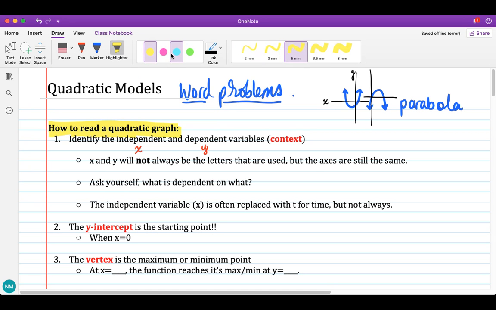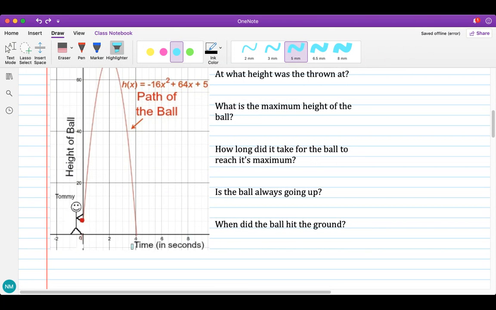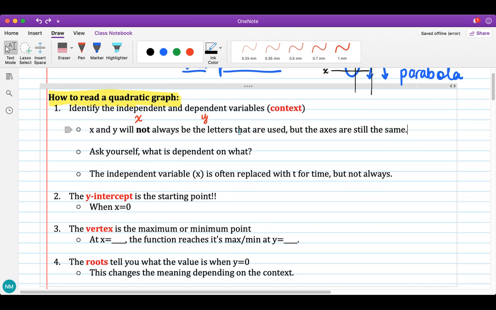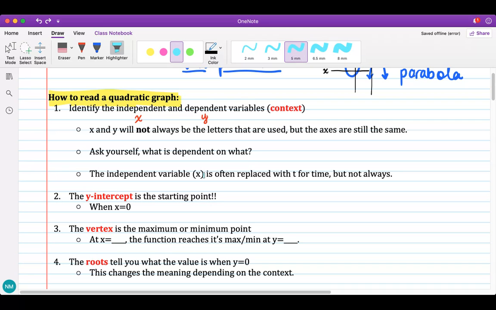And this note right here is really more so for when we are given the problem than when we're given the graph. When we're given the graph, it's pretty easy, right? You can just say, for example, here, we can say, well, x is time and y is height of the ball. It's pretty easy because you just look at the axes. But when we're given a word problem, it might not be as obvious as when we're given the graph. And so independent variable x is often replaced for time, but not always. So there are other contexts, but a lot of times it's time.